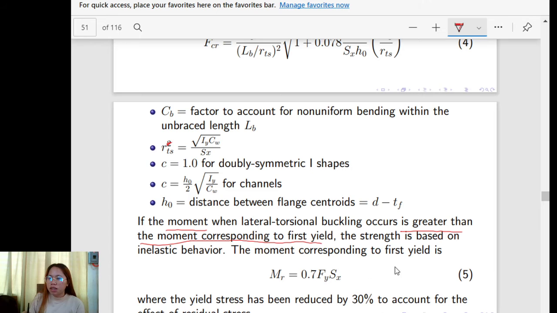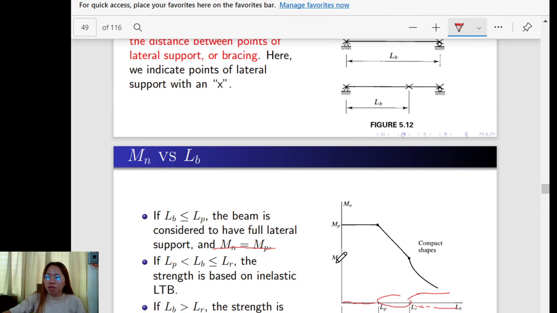The moment corresponding to first yield, no? That is 30% less to account for the effect of residual stress. So M sub r is equal to 0.7 times the yield strength times the elastic section modulus. The first yield is 30% less than the true yield strength of the steel times the elastic section modulus. That is M sub r, which can be seen in this graph. Now, this is the first yield.